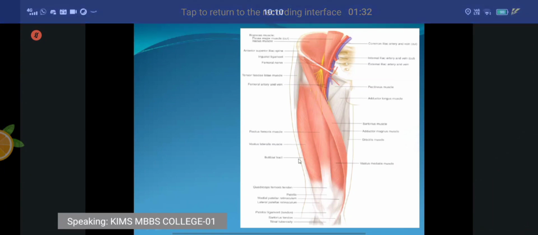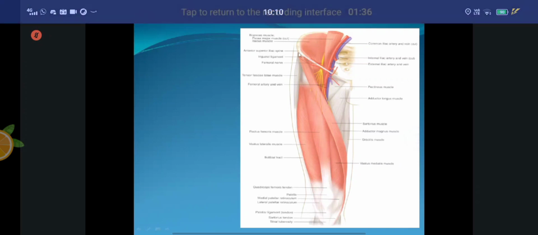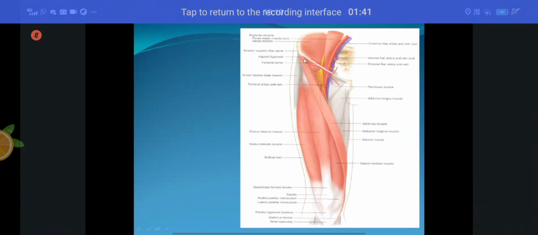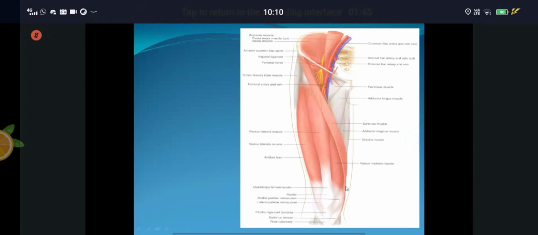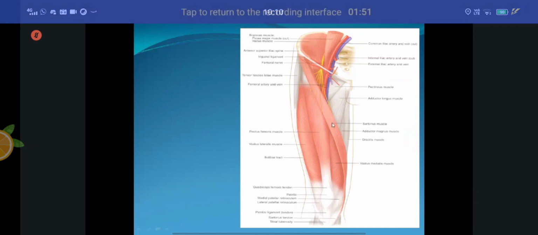So which is this muscle? This is the sartorius muscle. The sartorius muscle gets its origin from which spine? From the anterior superior iliac spine, and then where is it inserted? Inserted into the medial border of the tibia, or the medial surface of the upper end of the tibia. Right. So this is the sartorius muscle.